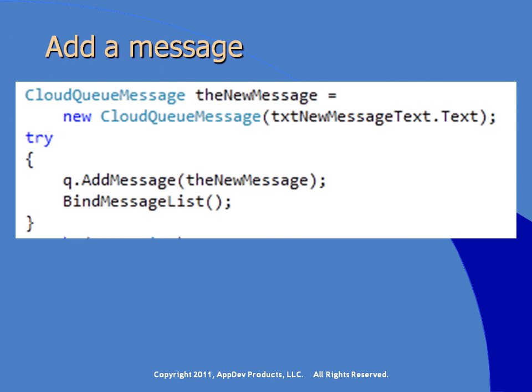So once we have an instance of a queue, we can then start working with messages. The goal there is to create an instance of your cloud queue message. So you create a new message, then you call the add message on the queue to add the message to the queue, and then you call the bind message list to add that to the queue.